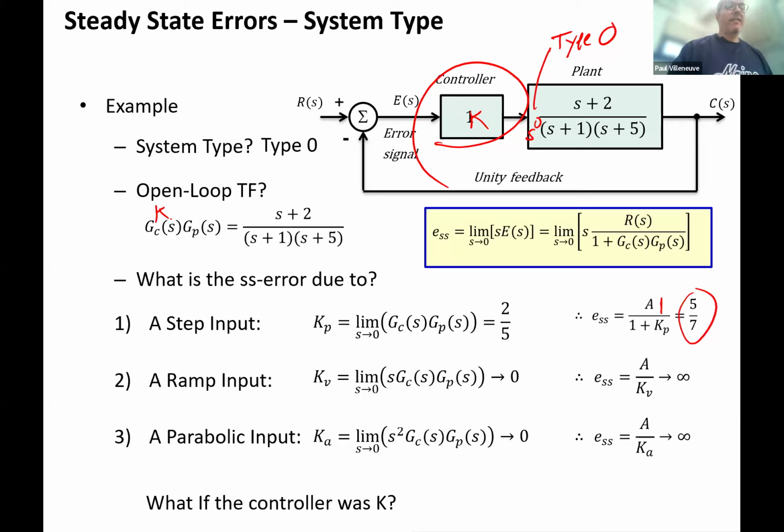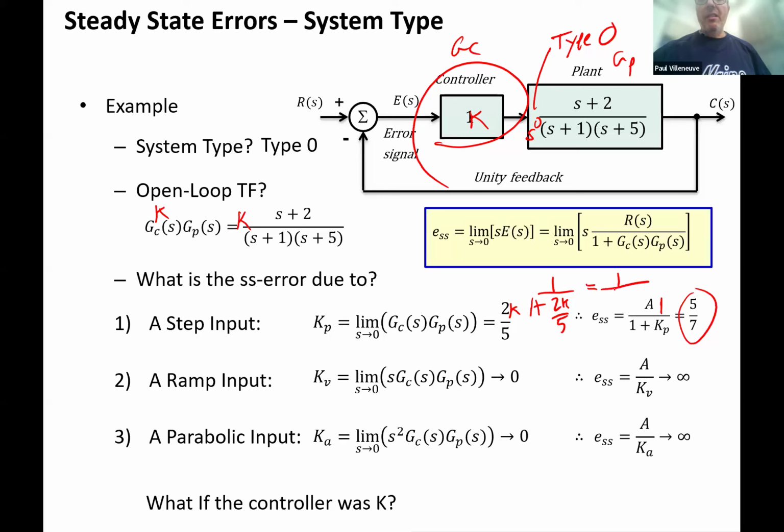Isn't this K? This is GC, right? This is GP. Isn't that K? So doesn't this become K over here? Which means that the limit as s approaches 0 becomes essentially K multiplying out front, which is 2 times K, correct?